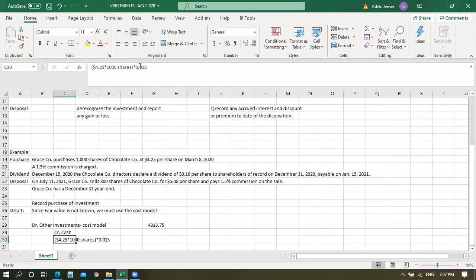I needed to have a 1 in front of this decimal point so that we're multiplying it by itself plus that commission expense. Alternatively, you could have multiplied the transaction cost by the shares and then also multiplied that by 0.015 and add the two together and you would get the same amount. Okay, so 4313. I'm going to round it up to the nearest dollar there.